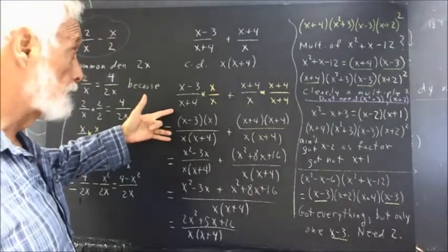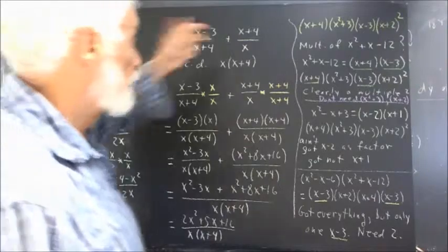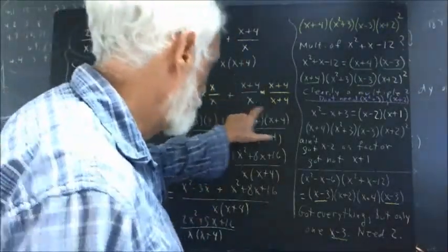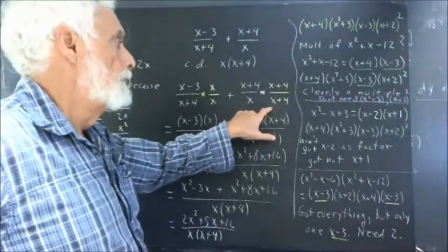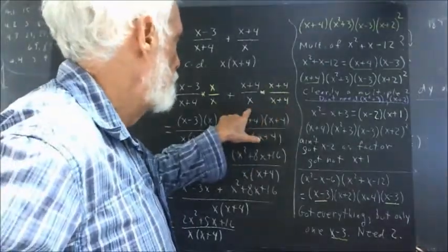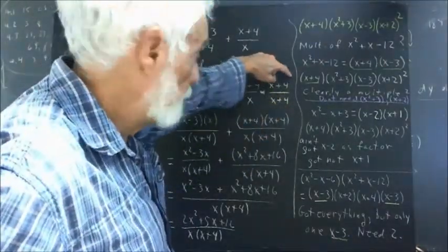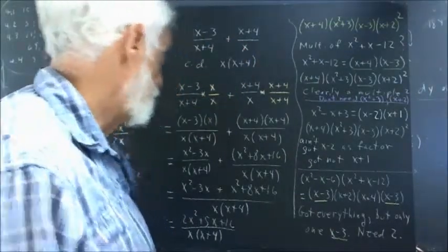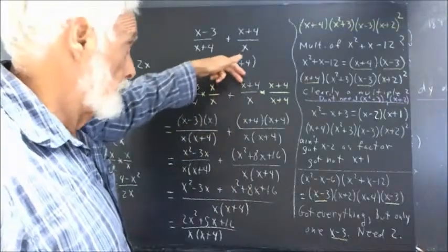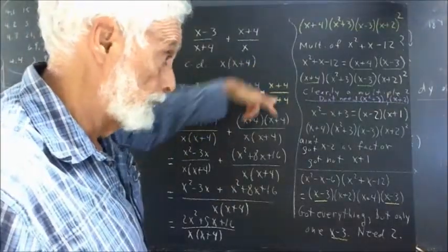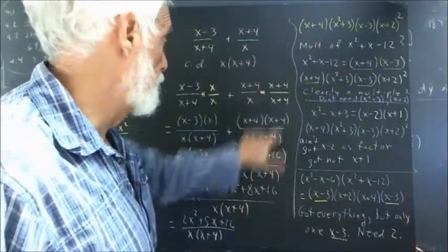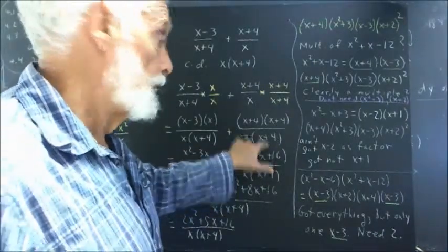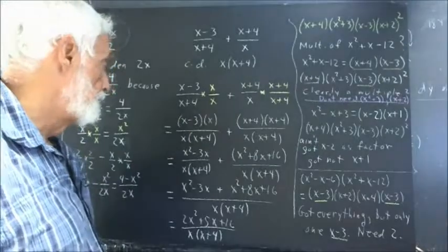Once more, we have to multiply by x over x so we don't change the value of our fraction, but we clearly get this. And then to change x plus 4 over x to a fraction with this denominator, we're going to have to multiply the denominator by x plus 4, meaning that we'll also have to multiply the numerator by x plus 4, again, so we don't change the value of the fraction. And we then clearly get x plus 4 times x plus 4 in the numerator, and x times x plus 4 in the denominator. Now our denominators match, and we can add our numerators.